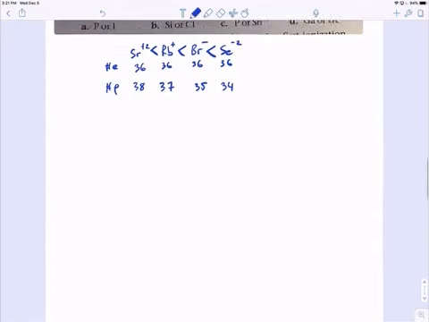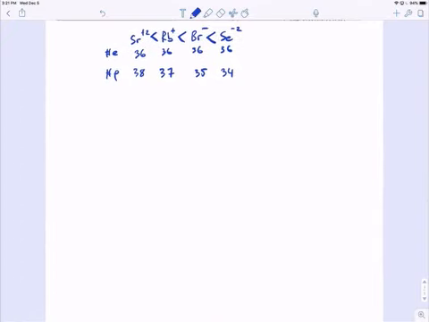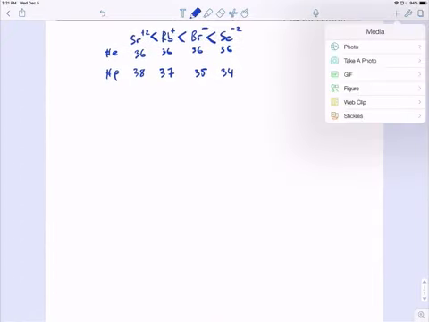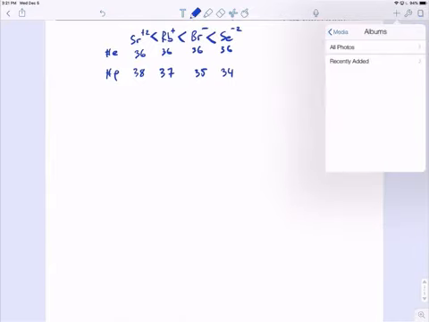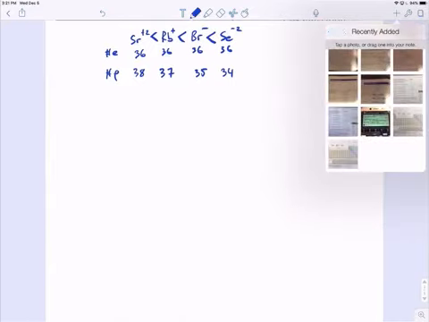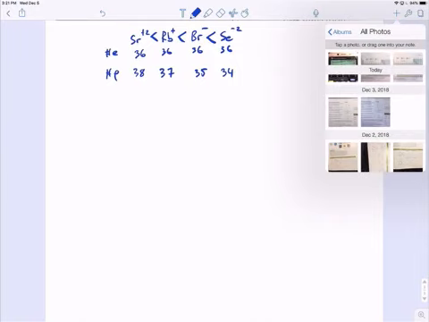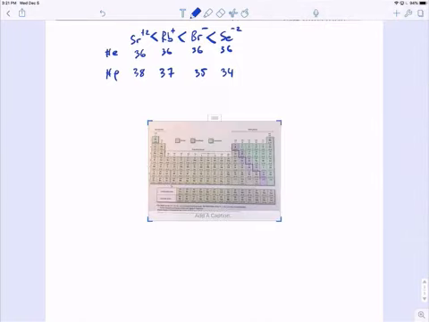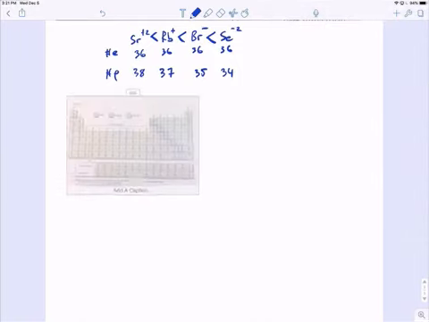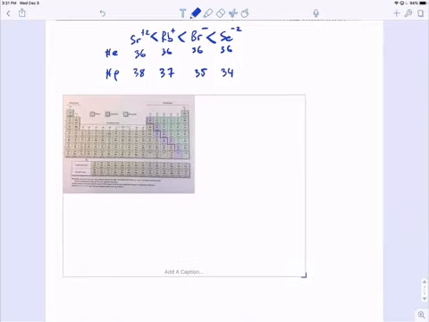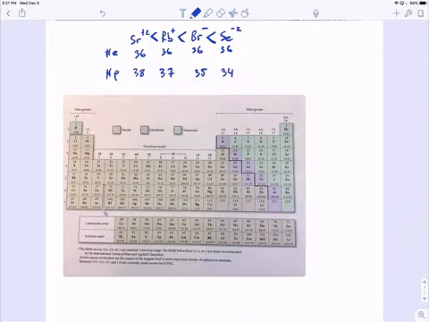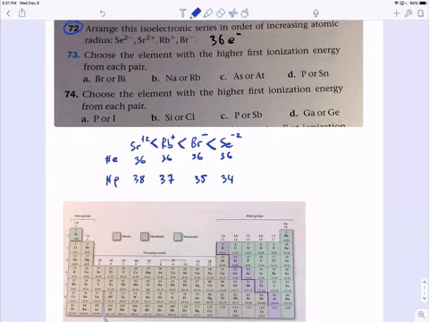Okay, I need to get another picture of the periodic table. Actually, do I have it in my photos? There we go. So bromine or bismuth.